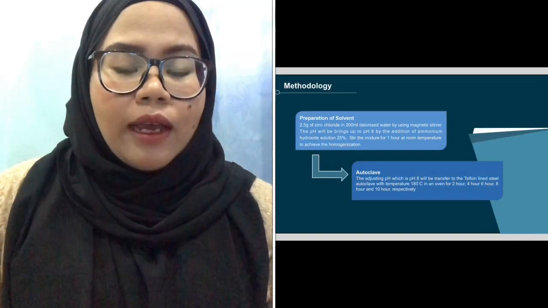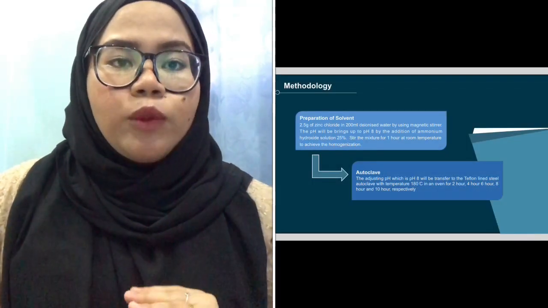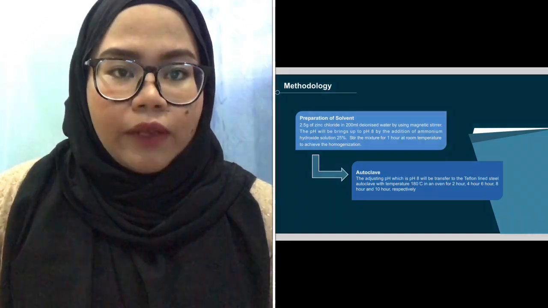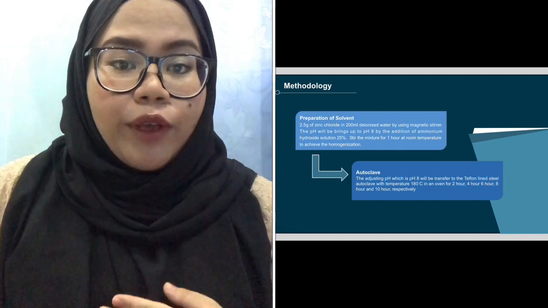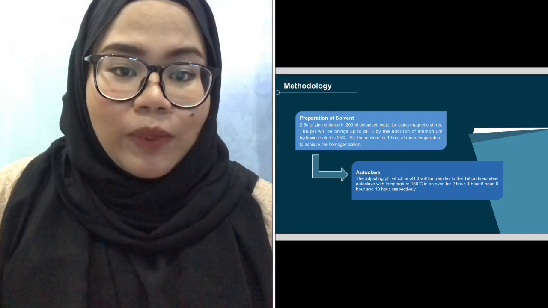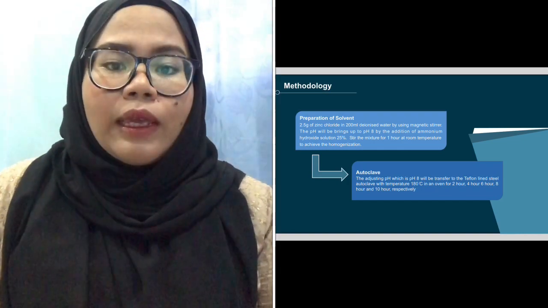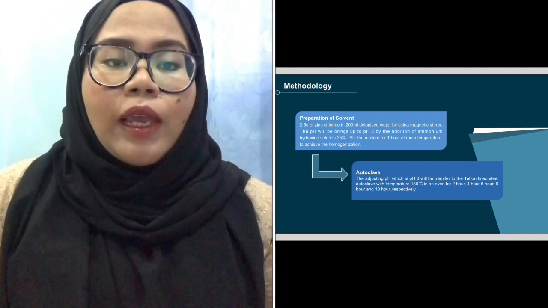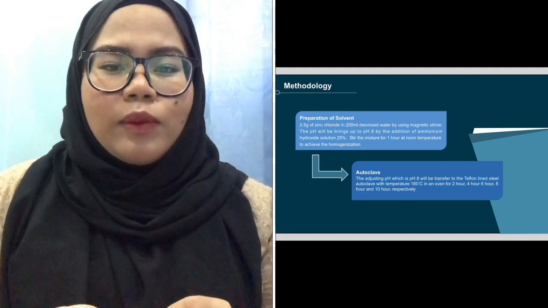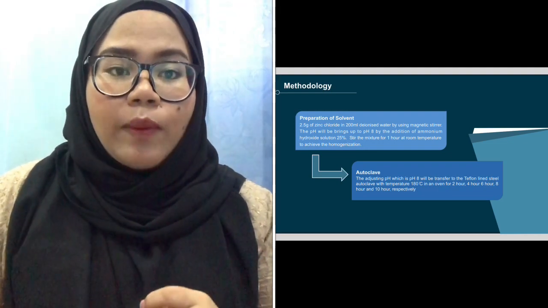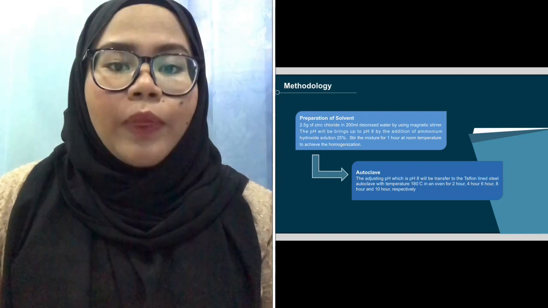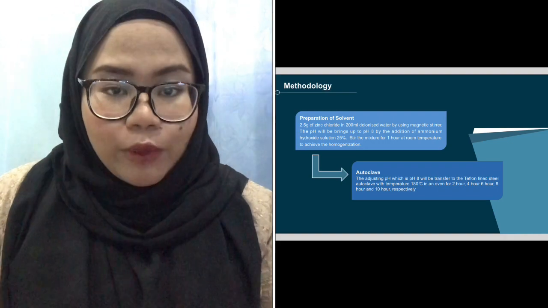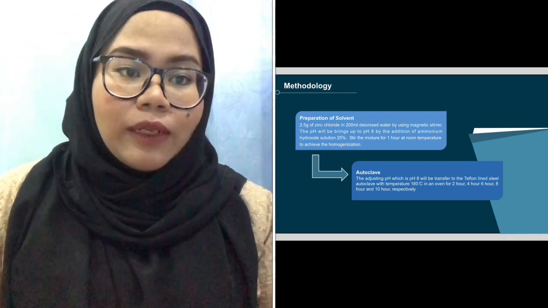For methodology, first things first, we need to prepare the solvent, and then we do the autoclave. For preparation of solvent, 2.5 gram of zinc chloride in 200 milliliter deionized water is stirred by using a magnetic stirrer. The pH will be brought up to pH 8 by the addition of ammonium hydroxide solution 25%, and the mixture will be stirred for 1 hour at room temperature to achieve homogenization.